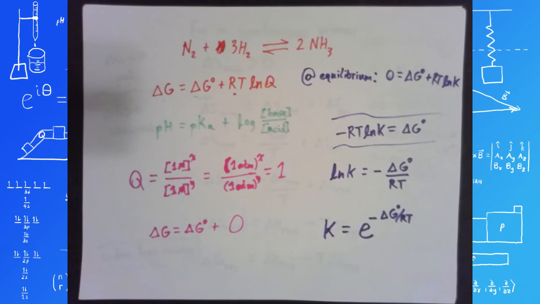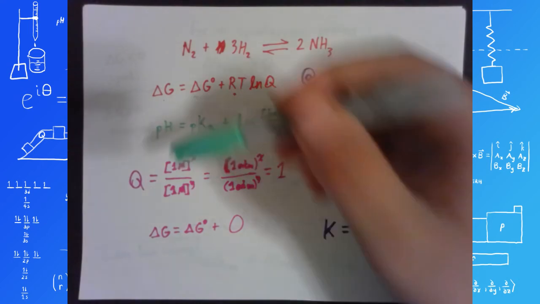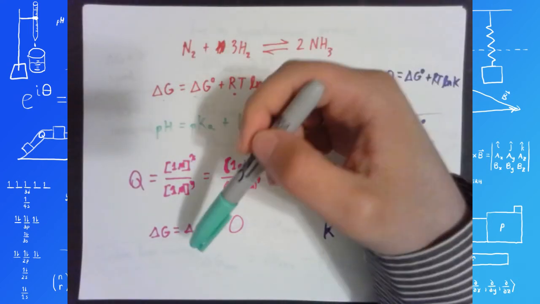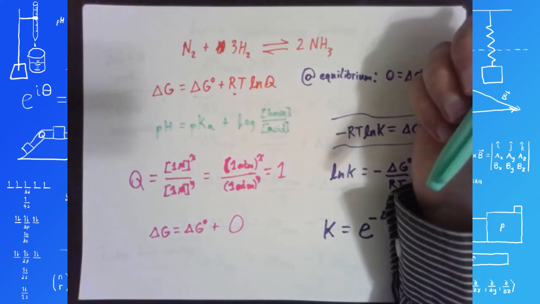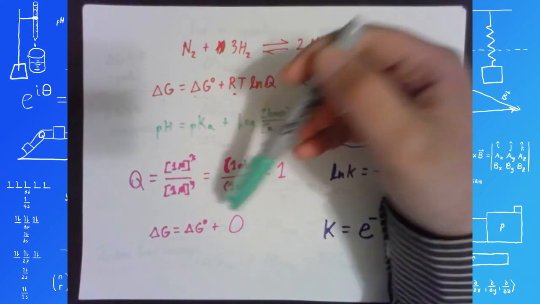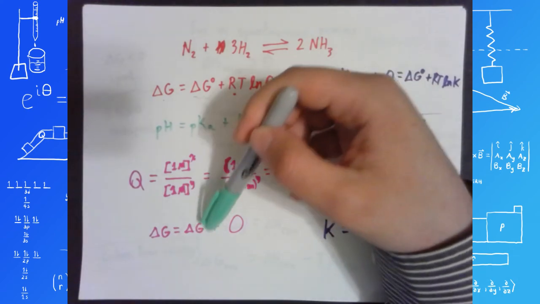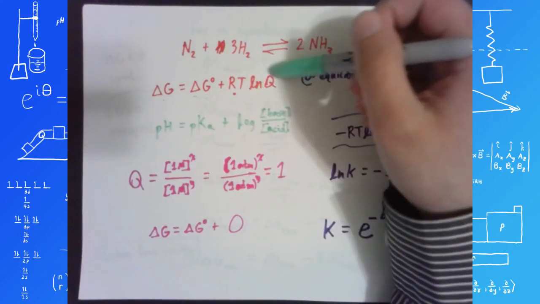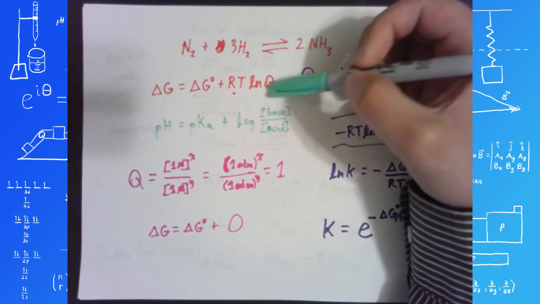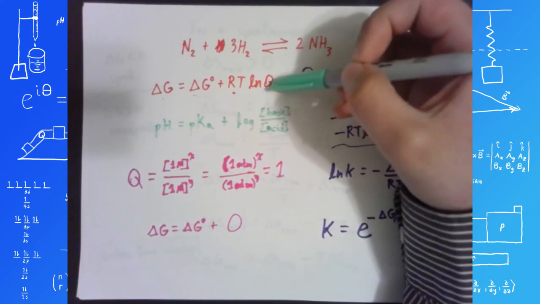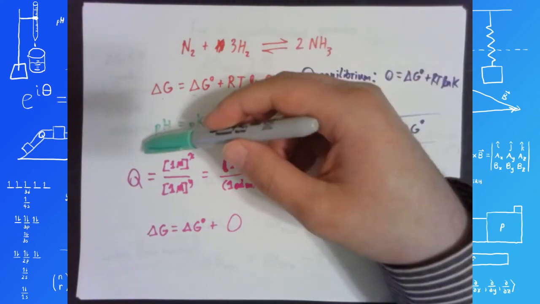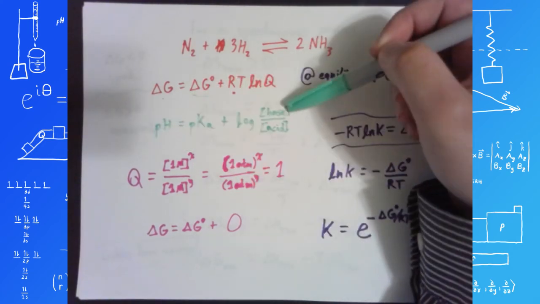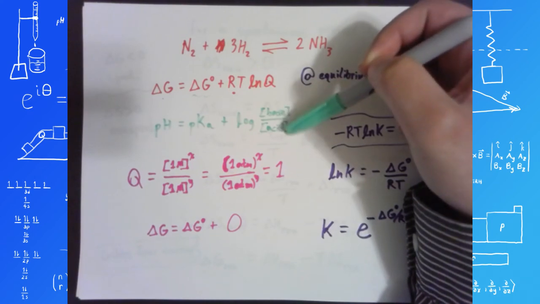Is there anything else I want to say about this before we look at more problems? I don't think so. I think that's pretty much it. So if you have a reaction and you don't like its delta G standard, maybe it's not spontaneous enough, or maybe it's too spontaneous and you want to lower or raise delta G, then fine, just play around with the ratios of the product and reactant, the same way that we tried to control the pH by playing around with the ratio of acid and base.